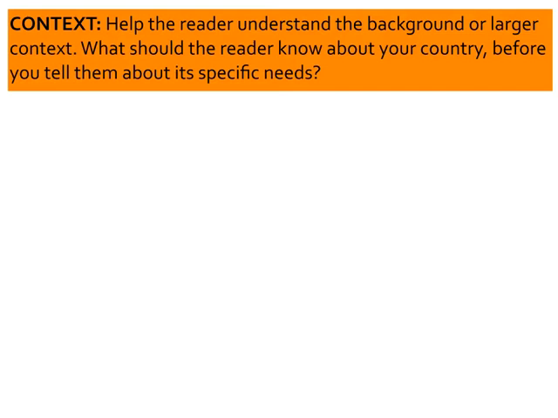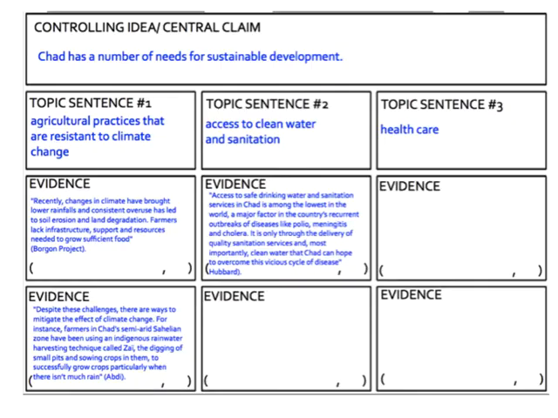So I'm going to look quickly at my organization because I want to make sure that my context is really setting up my controlling idea and my 3 needs. So my controlling idea is that Chad has a number of sustainable development needs, and my topics that I'm going to introduce, my supporting claims, are agricultural practices that are resistant to climate change, clean water and sanitation, and healthcare.